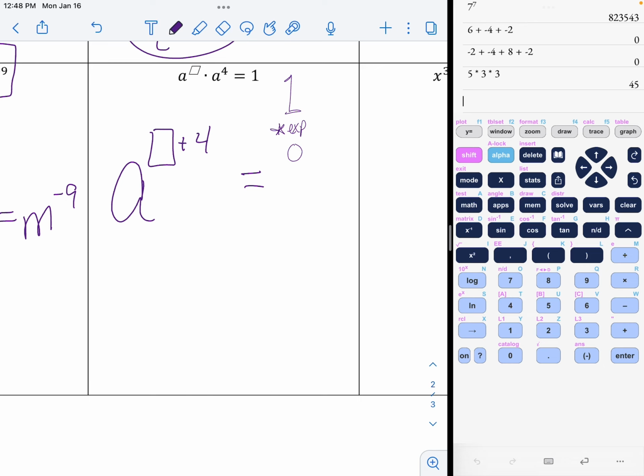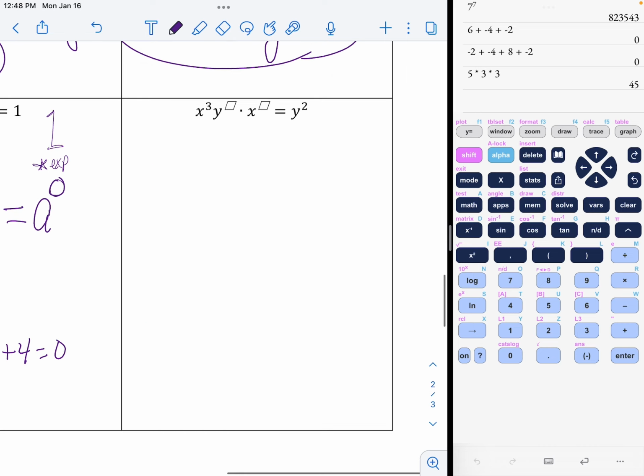And it would have to be a to the 0 power. So what would go in the box so that whatever you put plus 4 has to equal 0? Well, the box has to be a negative 4. Just remember, you have to get an exponent of 0 because an exponent of 0 makes 1. So in the box would have been negative 4.